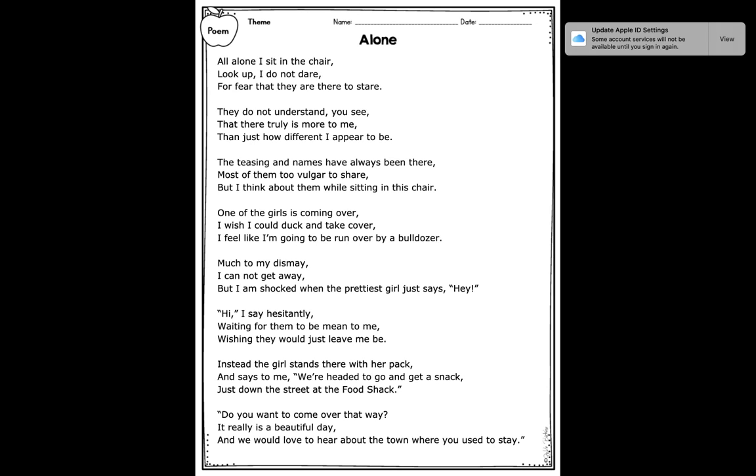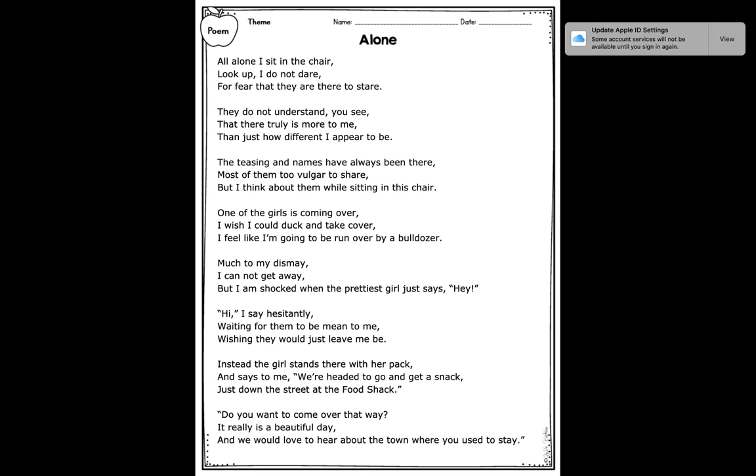All alone I sit in the chair. Look up I do not dare, for fear that they are there to stare. They do not understand, you see, that there truly is more to me than just how different I appear to be. The teasing and names have always been there, most of them too vulgar to share, but I think about them while sitting in this chair. One of the girls is coming over. I wish I could duck and take cover. I feel like I'm going to be run over by a bulldozer. Much to my dismay, I cannot get away, but I am shocked when the prettiest girl just says, "Hey."